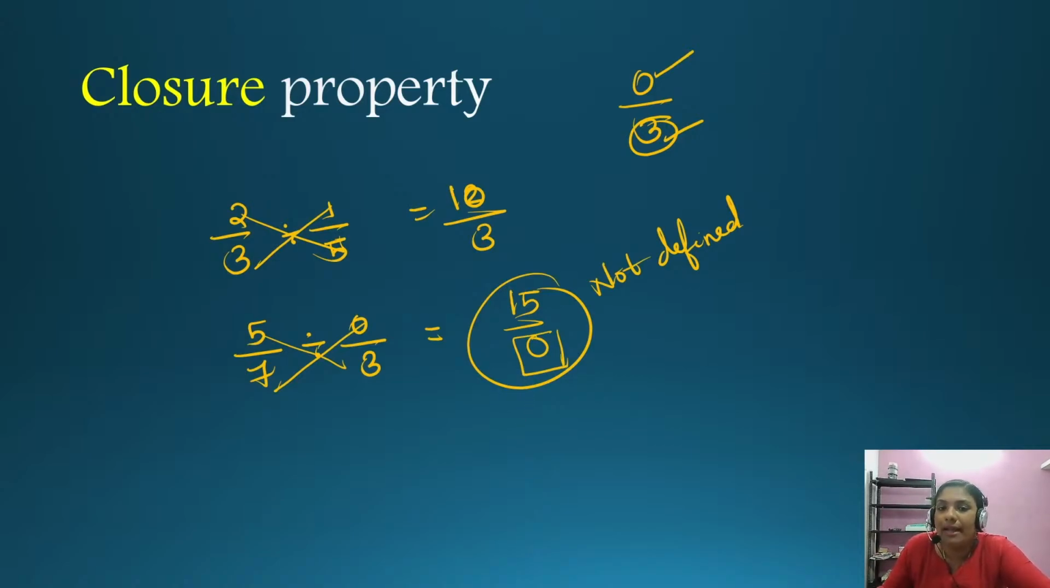What have we learned about rational numbers? Rational numbers are numbers of the form p by q, where p and q are integers and q is not equal to 0. But here q is equal to 0. So this is not a rational number. So we can't say that division of every rational number satisfies closure property. There are exceptions, right? So, what we can infer from here, division of rational numbers doesn't satisfy closure property.